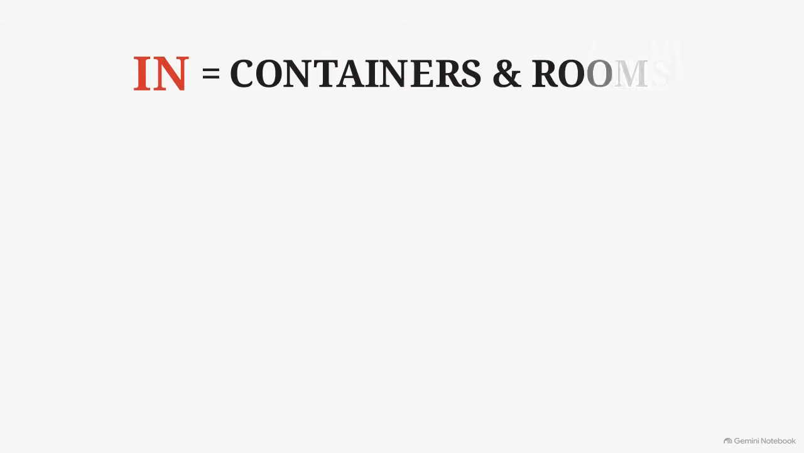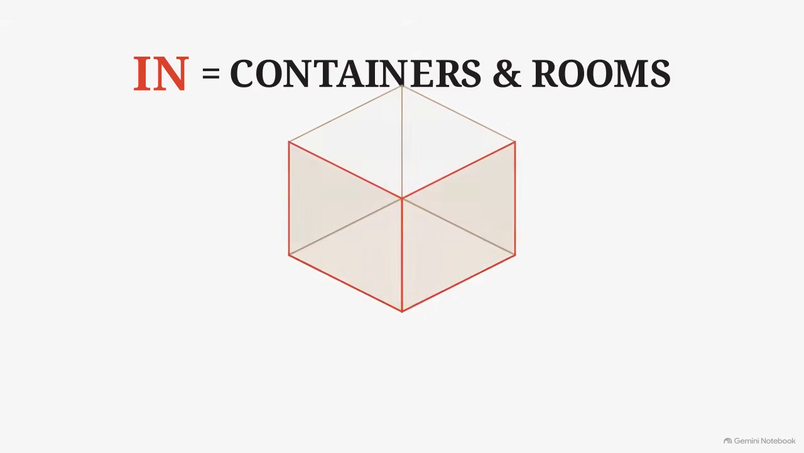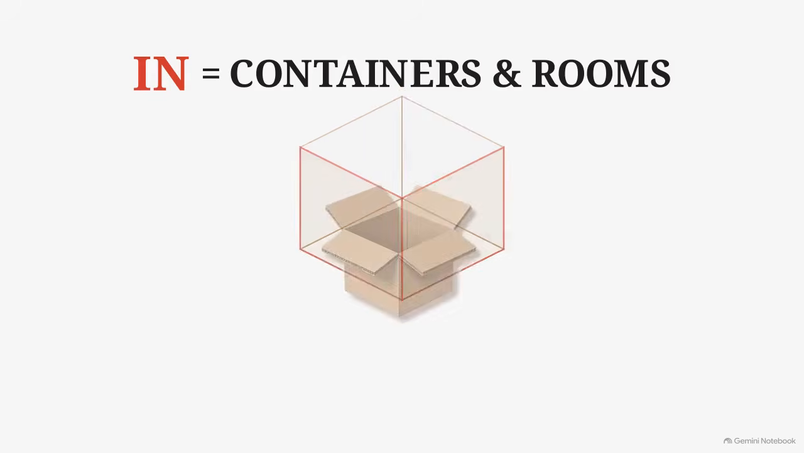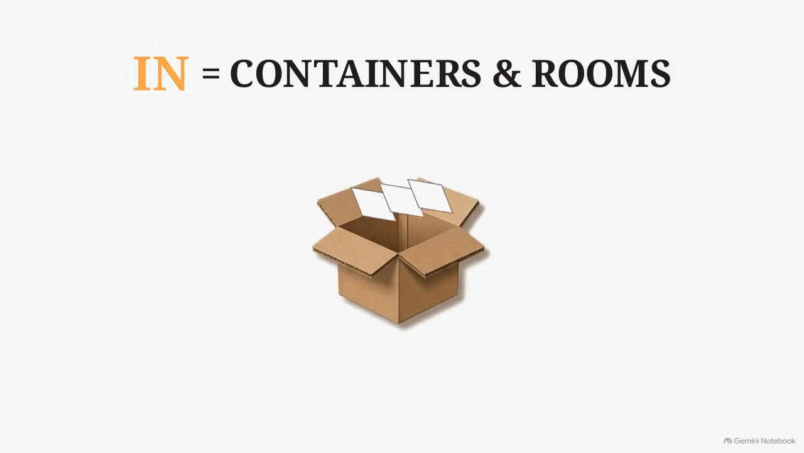Now let's look at in. We use it when an item is placed inside something with raised sides, or an enclosed room like a kitchen. For example, supply boxes have sides, so folded napkins are placed in the box.